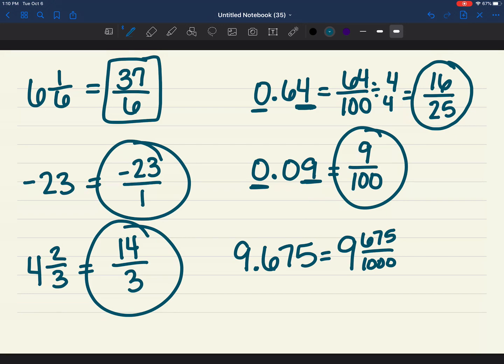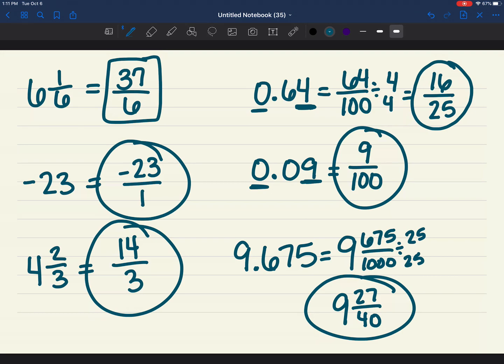If you have a number in front of your decimal, that will be a whole number every time. So you'll write that as a whole number. Everything after the decimal is what you need to write as a fraction. Can anyone tell me how I could simplify this fraction now? What are both of those numbers divisible by? 5, also 25. Okay, somebody do 675 divided by 25, please. 27. And 1,000 divided by 25 should give you 40.